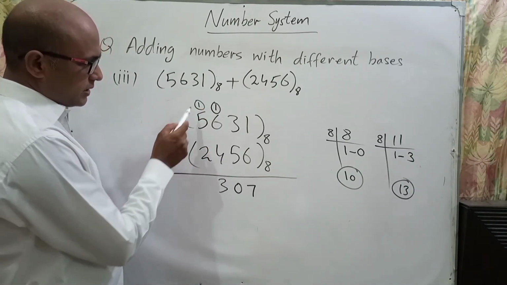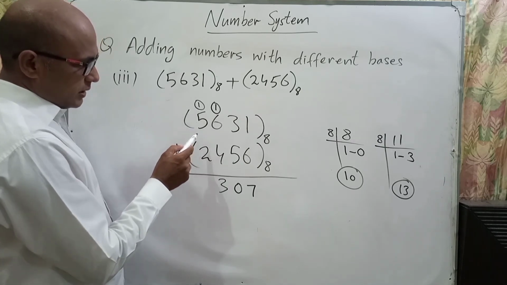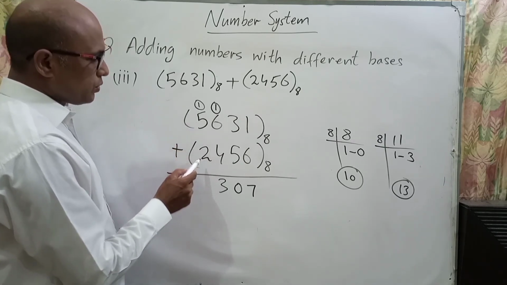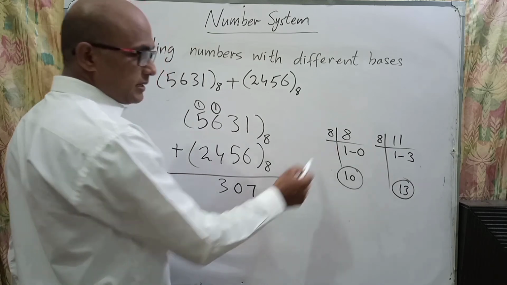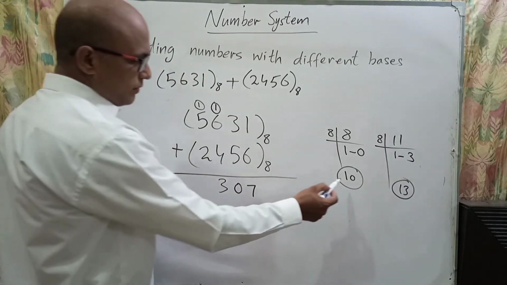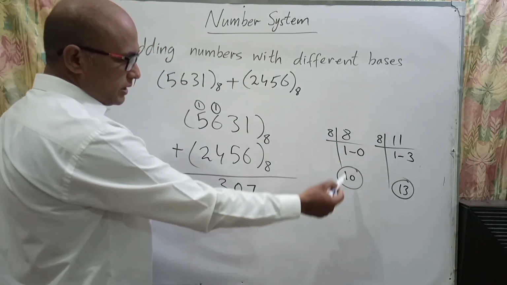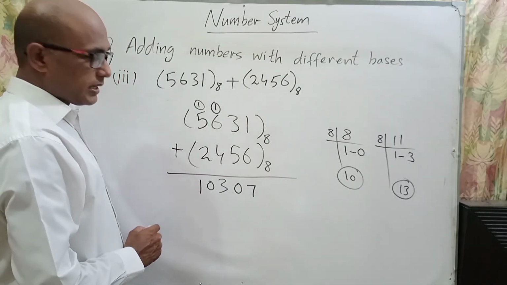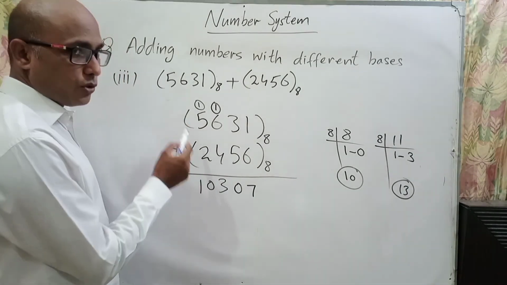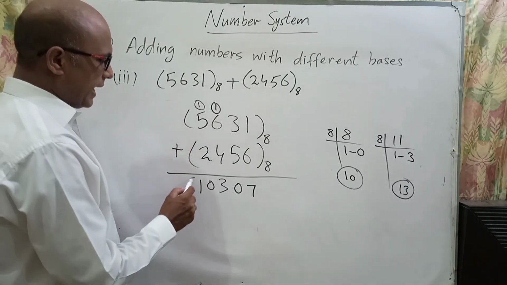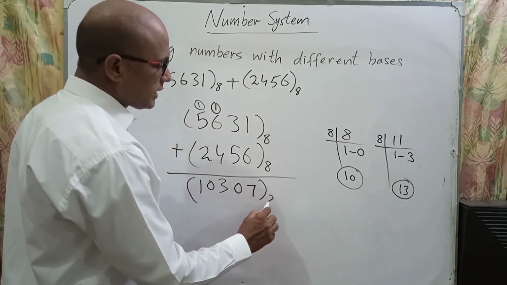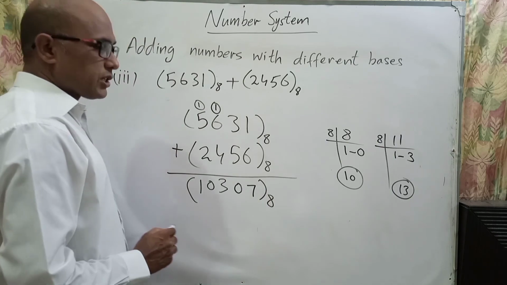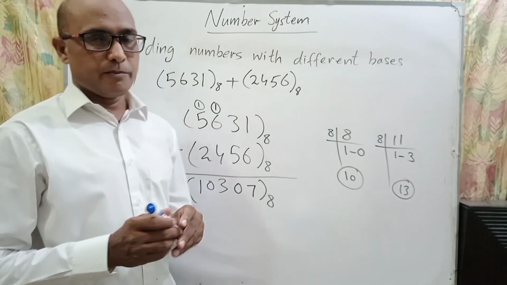Adding the next numbers, 1 plus 5 is 6, 6 plus 2 is 8, and for base 8 we have already done the LCM of that number, which is 10. 10 will be written as it is because there is no next number to add. So this is the addition of octal numbers.